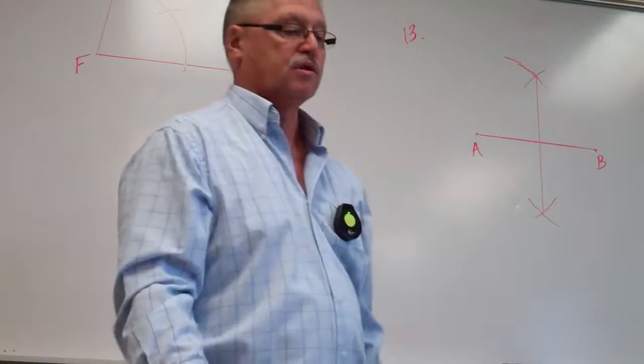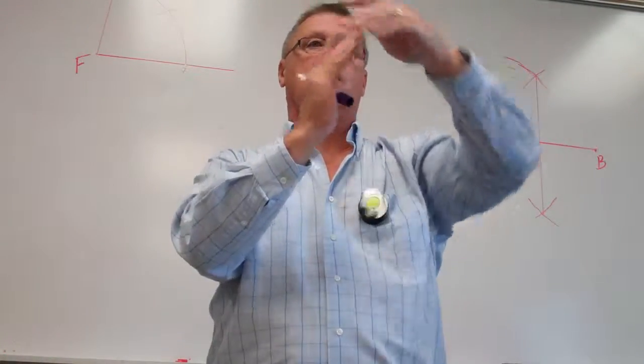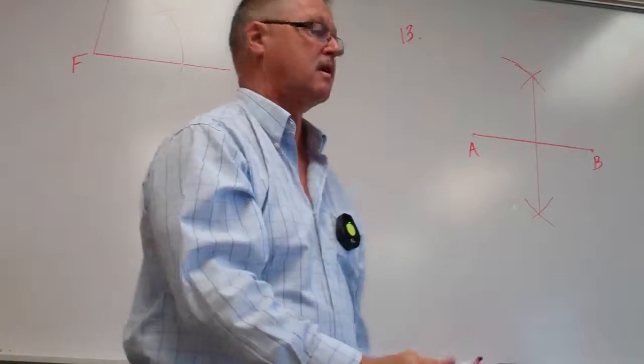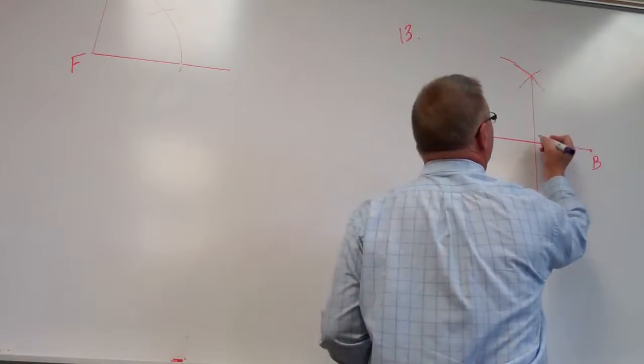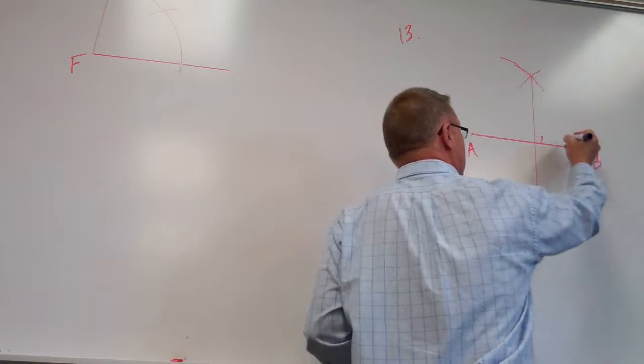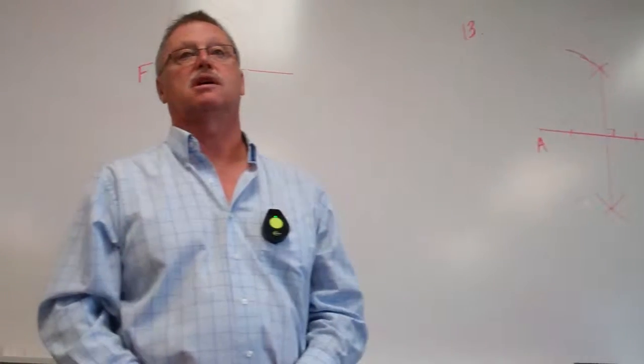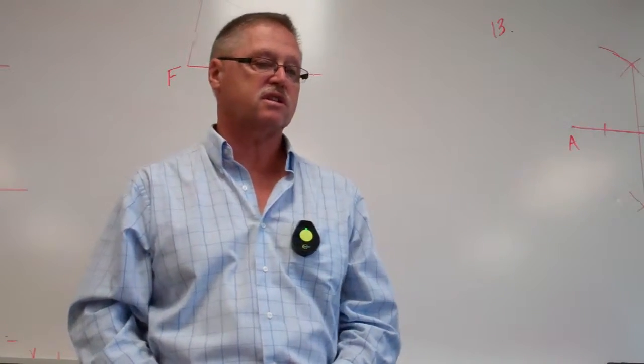Now I need you to know you did 2 things at once here. We did the perpendicular bisector. Let's mark that. Perpendicular bisector. That construction was a double header. Kind of did 2 things at once.